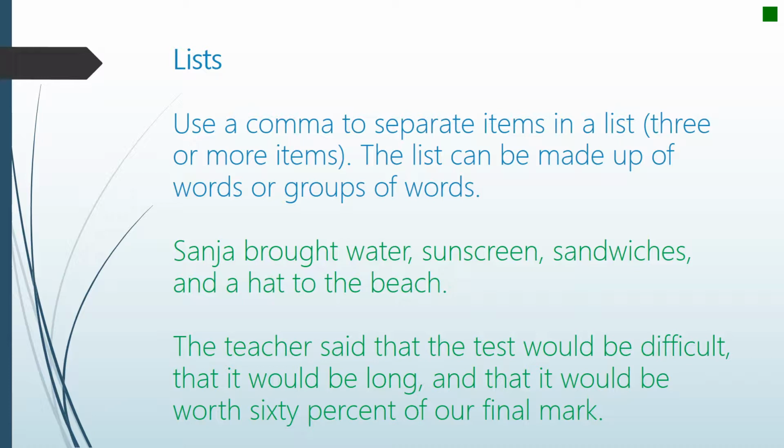When you have a list, usually you will use commas to separate items in your list. In other words, 3 or more items. The list can be made up of words or it can be groups of words like phrases or clauses. For example, Sandra brought water, sunscreen, sandwiches, and a hat to the beach. And you can see commas between each of the items in the list: water, sunscreen, sandwiches. And I do recommend using the comma before and. Sometimes it's optional, but it's best if you use it.